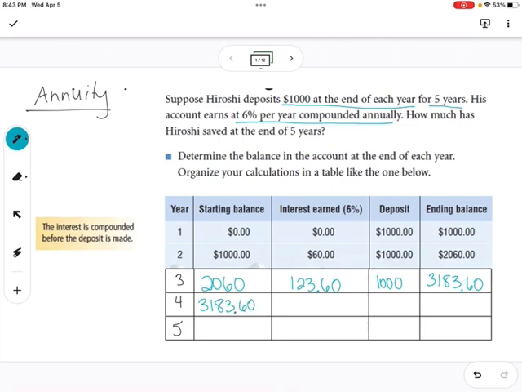That number is multiplied by 0.06. So we get $191.02 interest earned. Another $1,000 is deposited into the account. Adding those 3 numbers, we get $4,374.62.